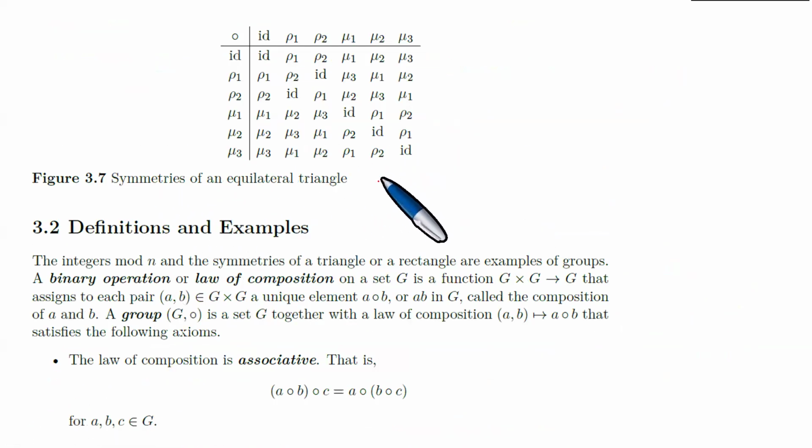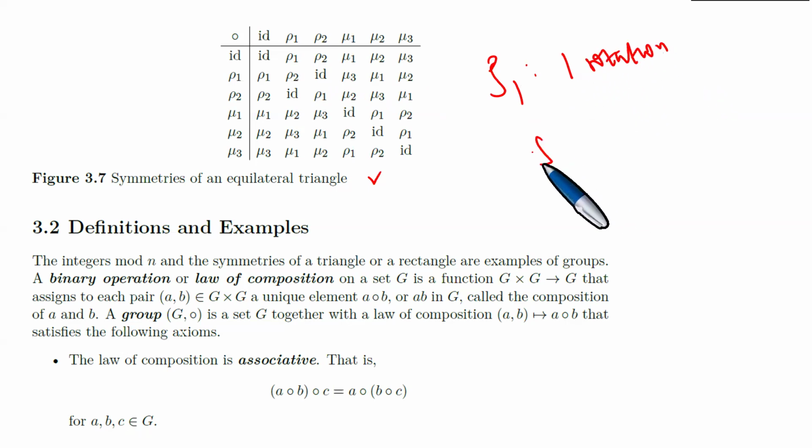Let's look at the symmetries of an equilateral triangle here. We saw that this equilateral triangle has the identity. There are two rotations. This row one is just one rotation, and row two became two rotations. And then mu1, mu2, mu3 became reflections.